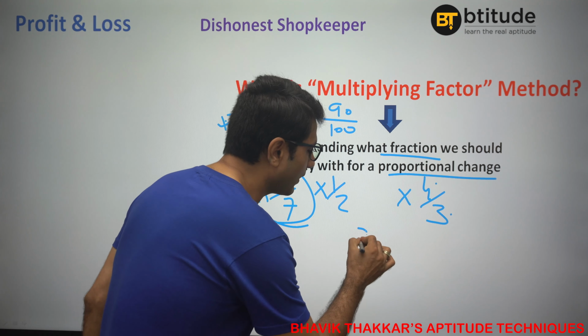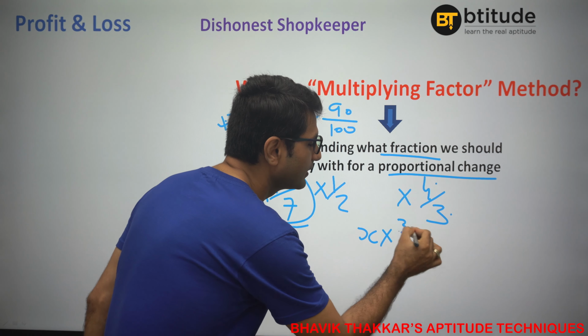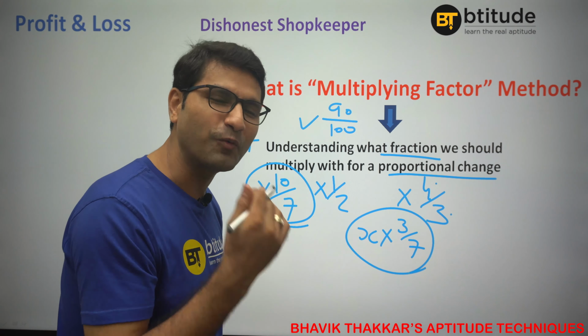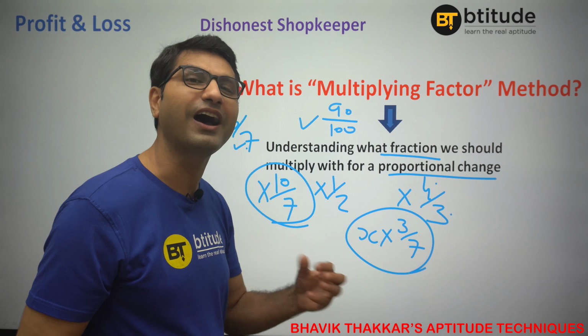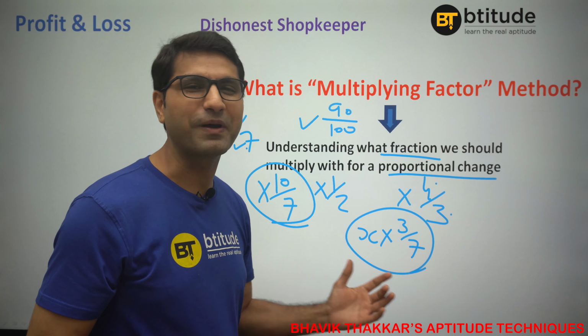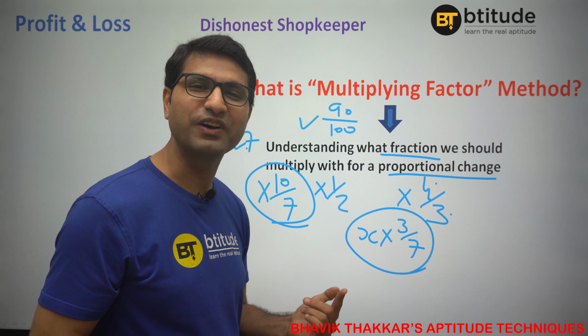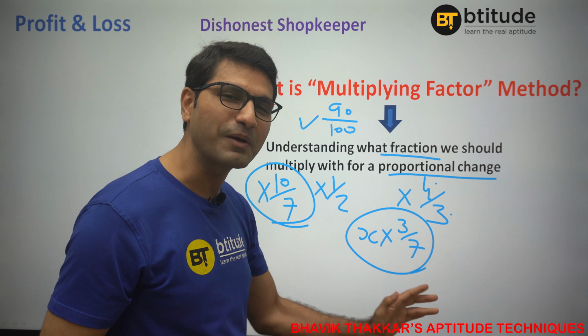for example, if I say my number is getting multiplied by 3/7, so that means it is increasing or decreasing? Obviously it is decreasing. This is lesser than 1. How much it is decreasing? By 4/7, right? Because 3/7 is 4/7 lesser than 1. So my number is decreasing by 4/7.